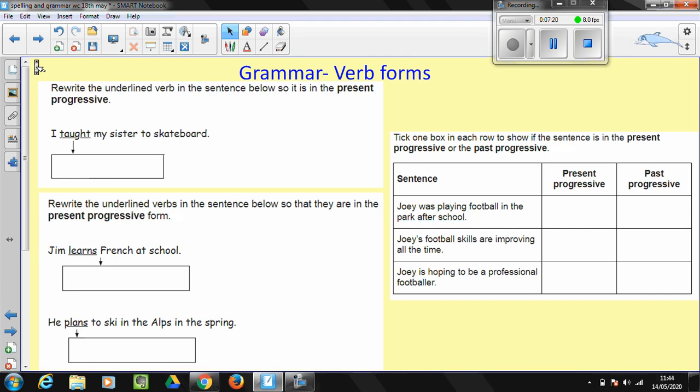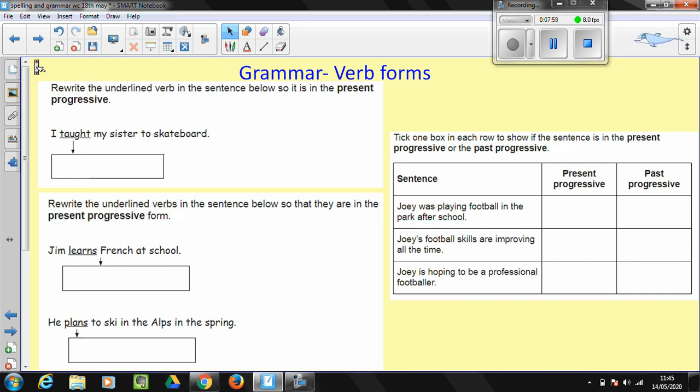Let's have a look at the second one. Rewrite the underlined verbs in the sentence below so that they're in the present progressive form. Jim learns French at school. How are you going to change it so that learns becomes present progressive? Is learning. Jim is learning French at school. He plans to ski in the Alps in the spring. Is planning. He is planning to ski in the Alps in the spring.